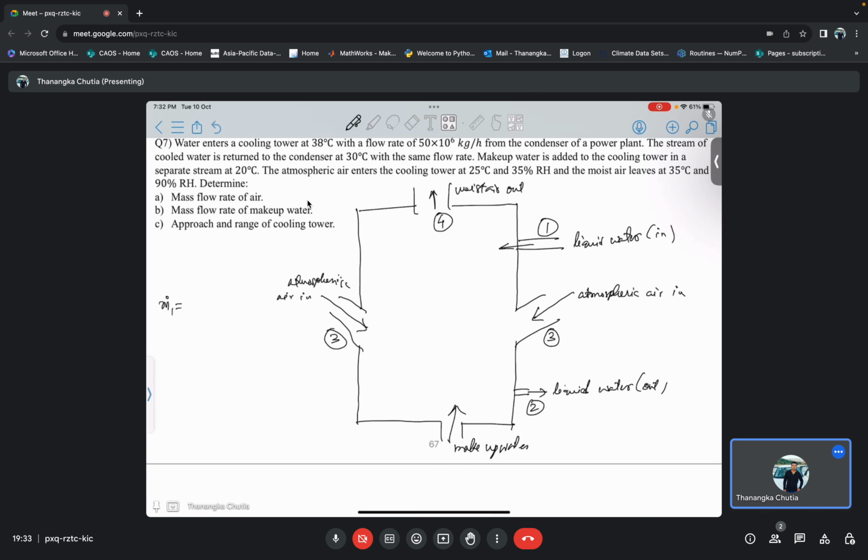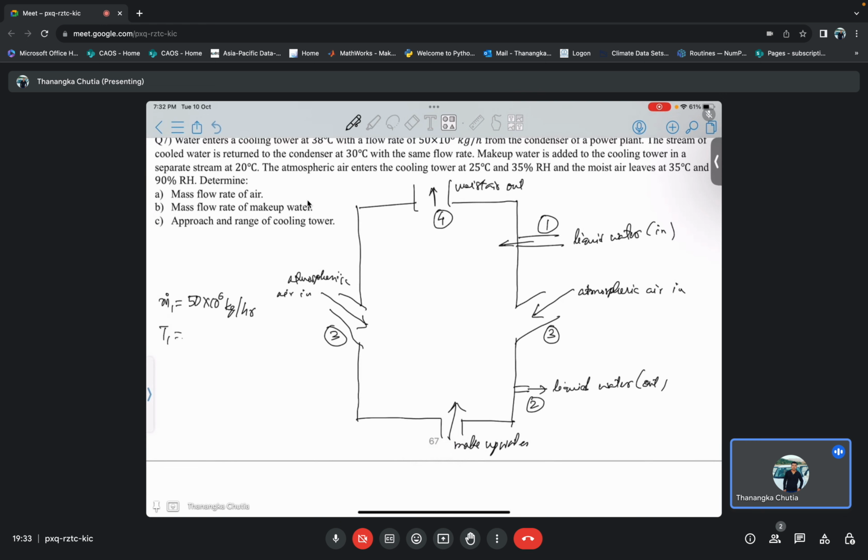M1 dot is equal to 50 into 10 to the power 6 kg per hour. T1 is given to us as 38 degrees Celsius, and M2 dot is nothing but M1 dot. T2 is given as 30 degrees Celsius. Then M dot 5 we don't know, if this is point number 5, and T5, that is the makeup water, is given as 20 degrees Celsius.